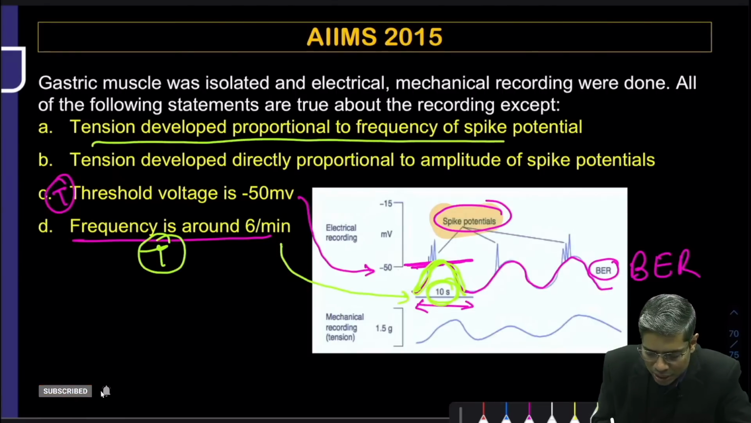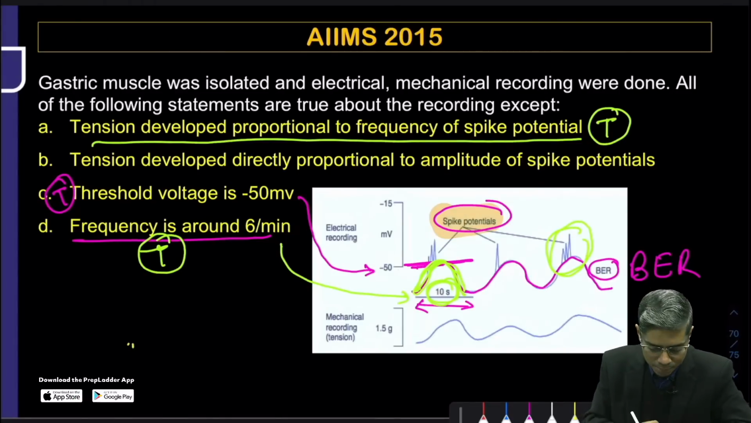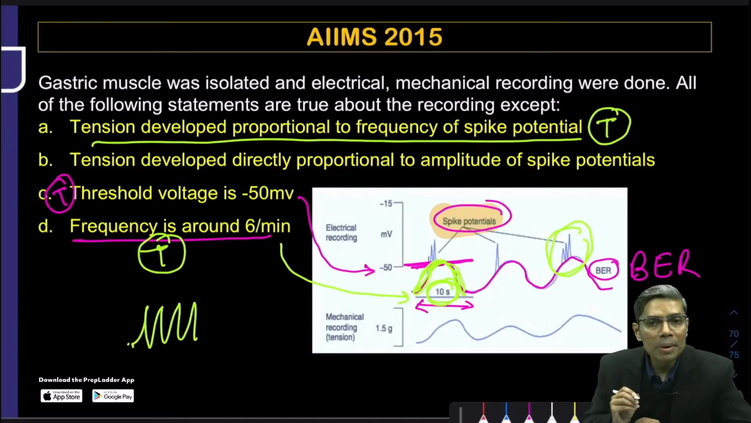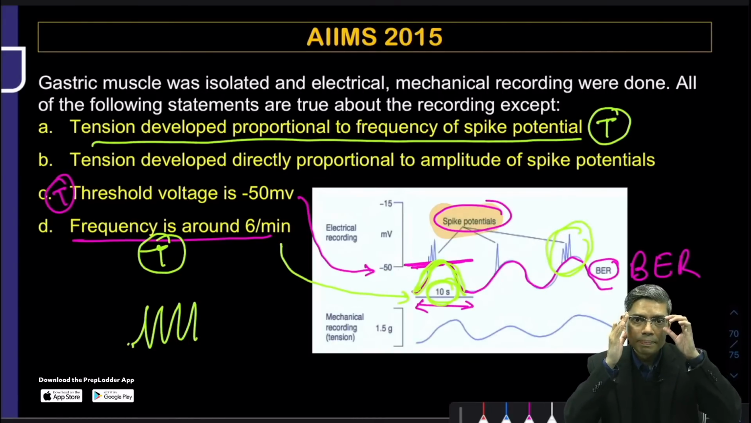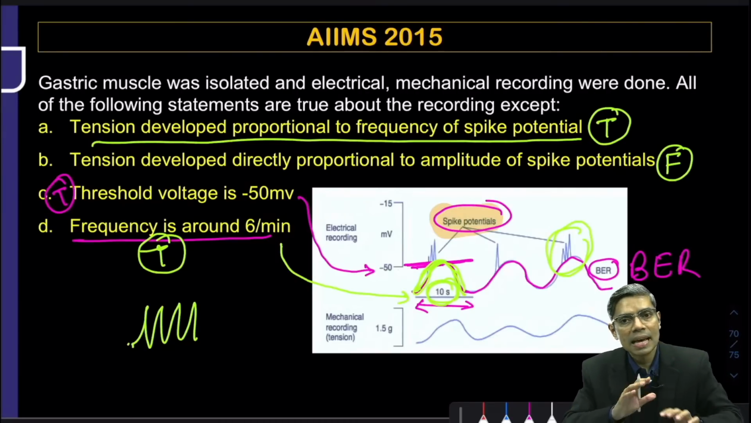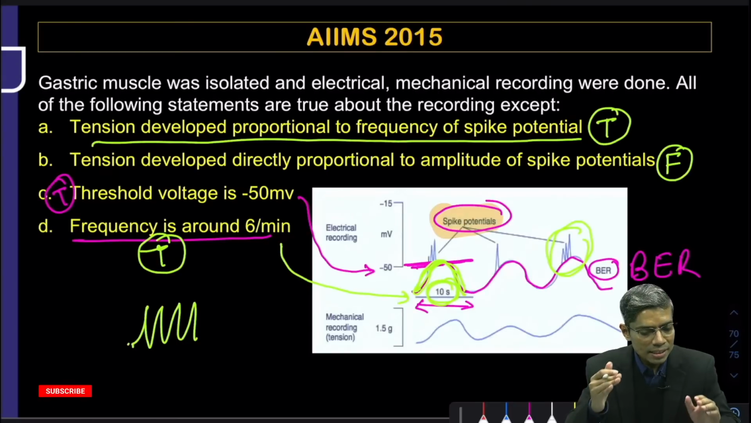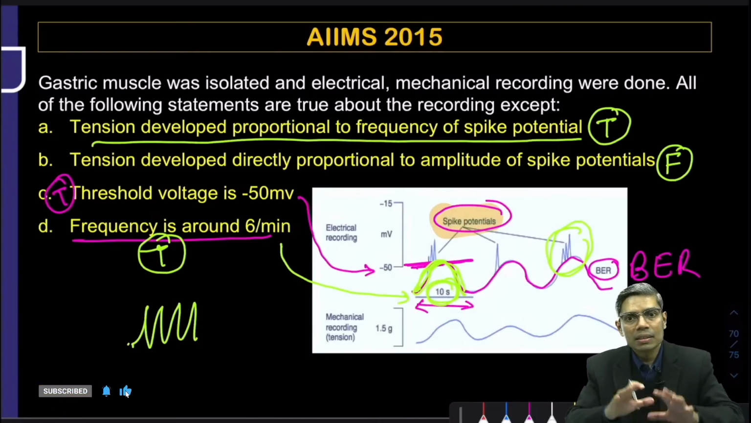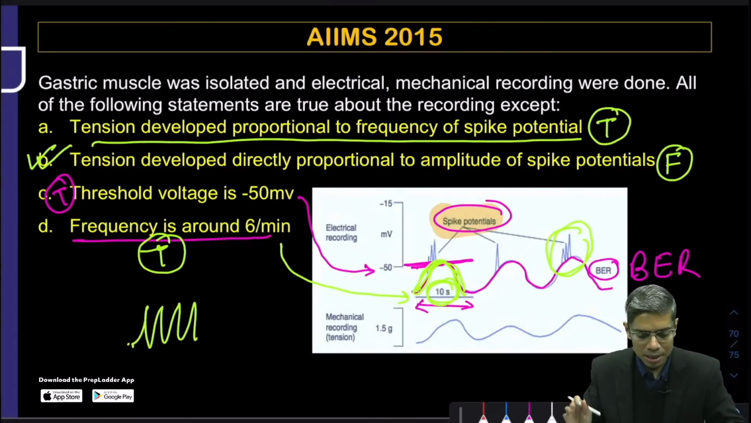Tension developed is proportionate to the frequency of the spike potential. Absolutely true. More the frequency of the spike potential, means if more action potential numbers are coming, then more stronger contraction will happen. So this is also true, but action potential amplitude has no relation to the force of contraction. Action potential amplitude follows the all or none law. Okay, इसके साथ contraction का कोई relation नहीं है. So this is my false statement and this is my answer.